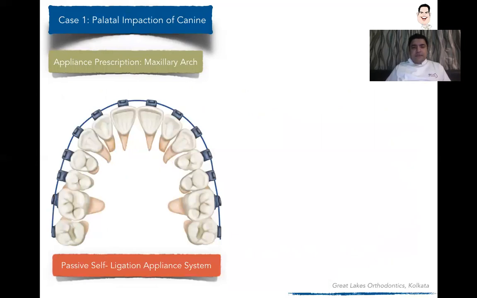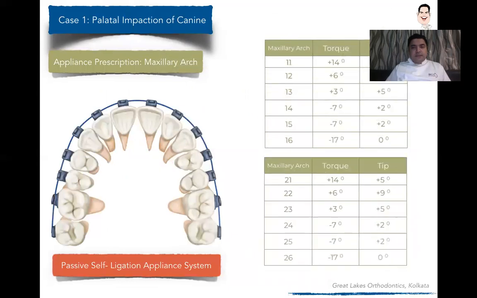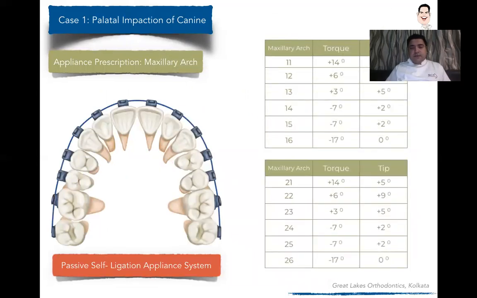Our appliance prescription in the maxillary arch is the Genius system that we are using. However, we need to take into consideration the torque perspective, because we are planning a non-extraction treatment plan. The normal MBT bracket would come with a torque of plus 22 degrees, but that would unnecessarily flare the incisors. So in the upper arch, a standard torque bracket of plus 14 degrees, and plus 6 degrees for the lateral incisor, is taken into consideration. The Genius system comes with these perspectives.